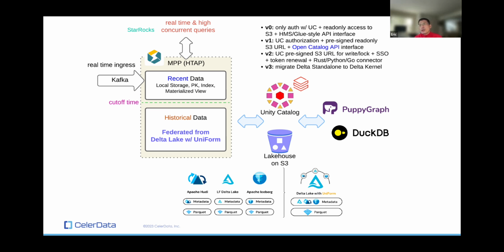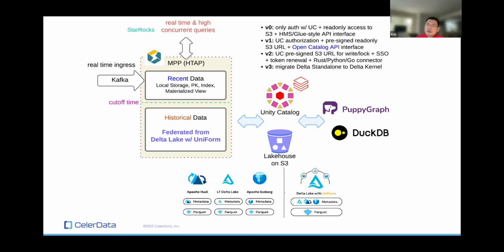All right, so let me walk you through the different components in this architecture diagram. On the left side, we have the MPP database, which is StarRocks, and there are two pieces of it. In the center, we have Unity Catalog with Delta Lake sitting on it with UniForm supporting multiple open file formats. On the right side, we have PuppyGraph and DuckDB. They are different query engines for different purposes. Why did we put this together?